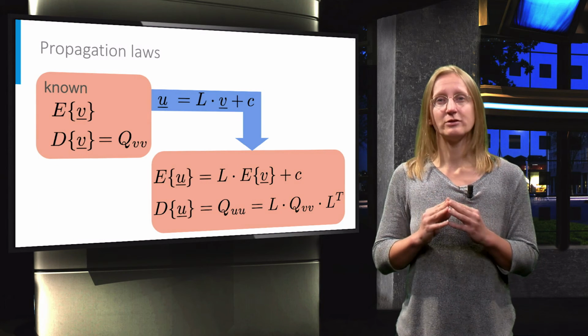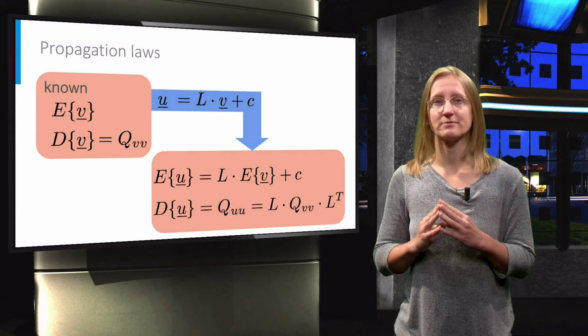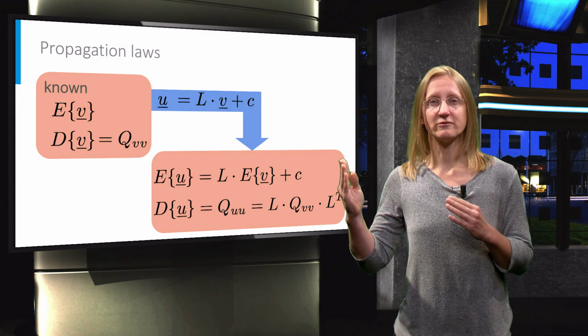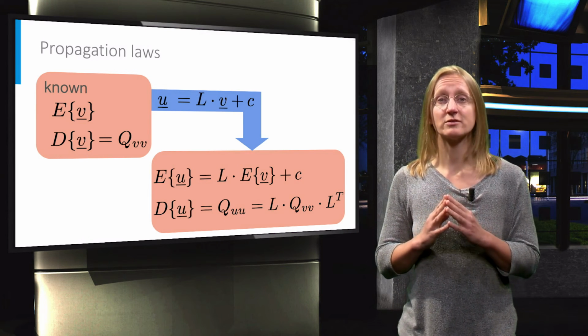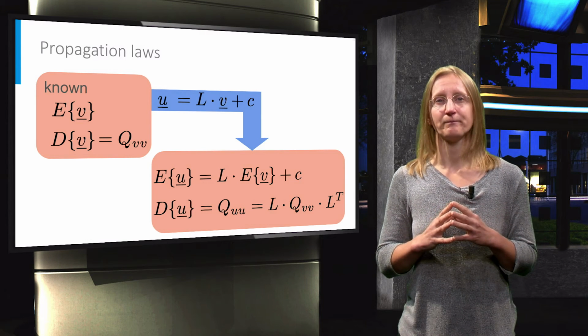In this video, the linear, mean and covariance propagation laws were presented. Knowing the expectation and covariance matrix of v, we can now determine the expectation and covariance matrix of a random vector u, which is linearly related to v.